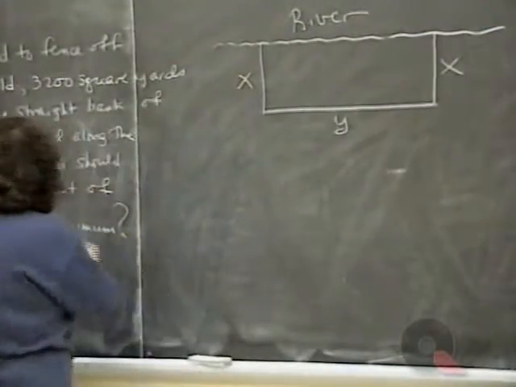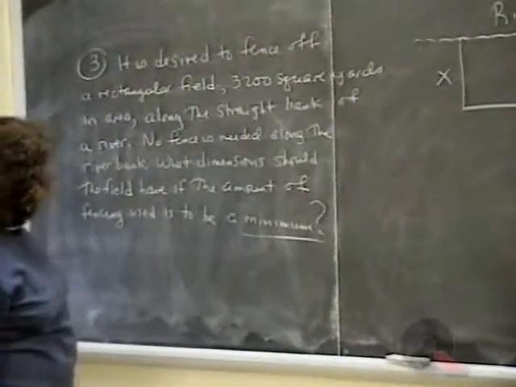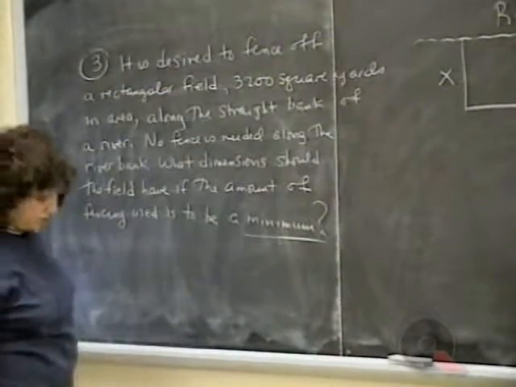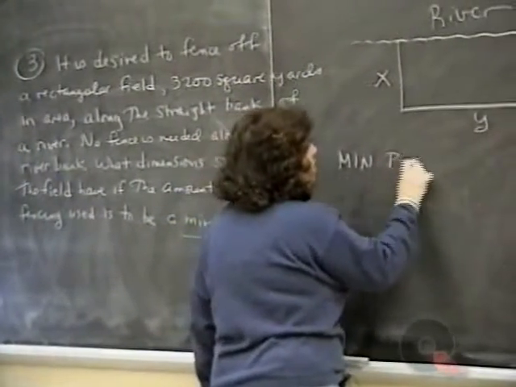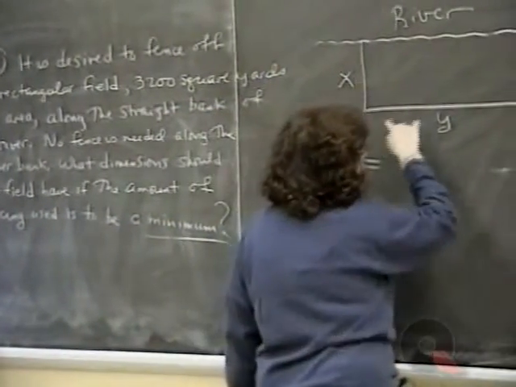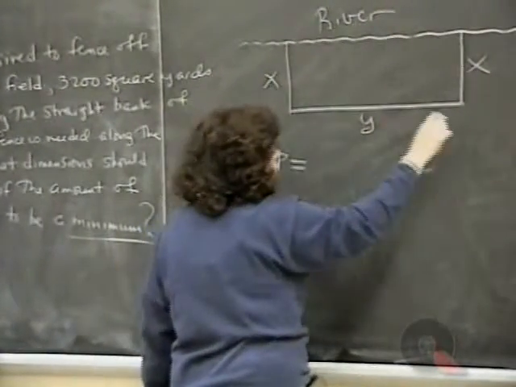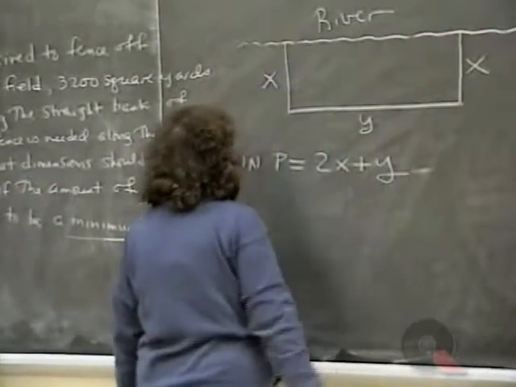Now, here it says the word minimum directly, so we know it's going to be a minimization problem. We want to minimize the amount of fencing used. So we want to minimize the perimeter, which is x plus y plus x. The fencing of the field is just x plus y plus x, or 2x plus y.